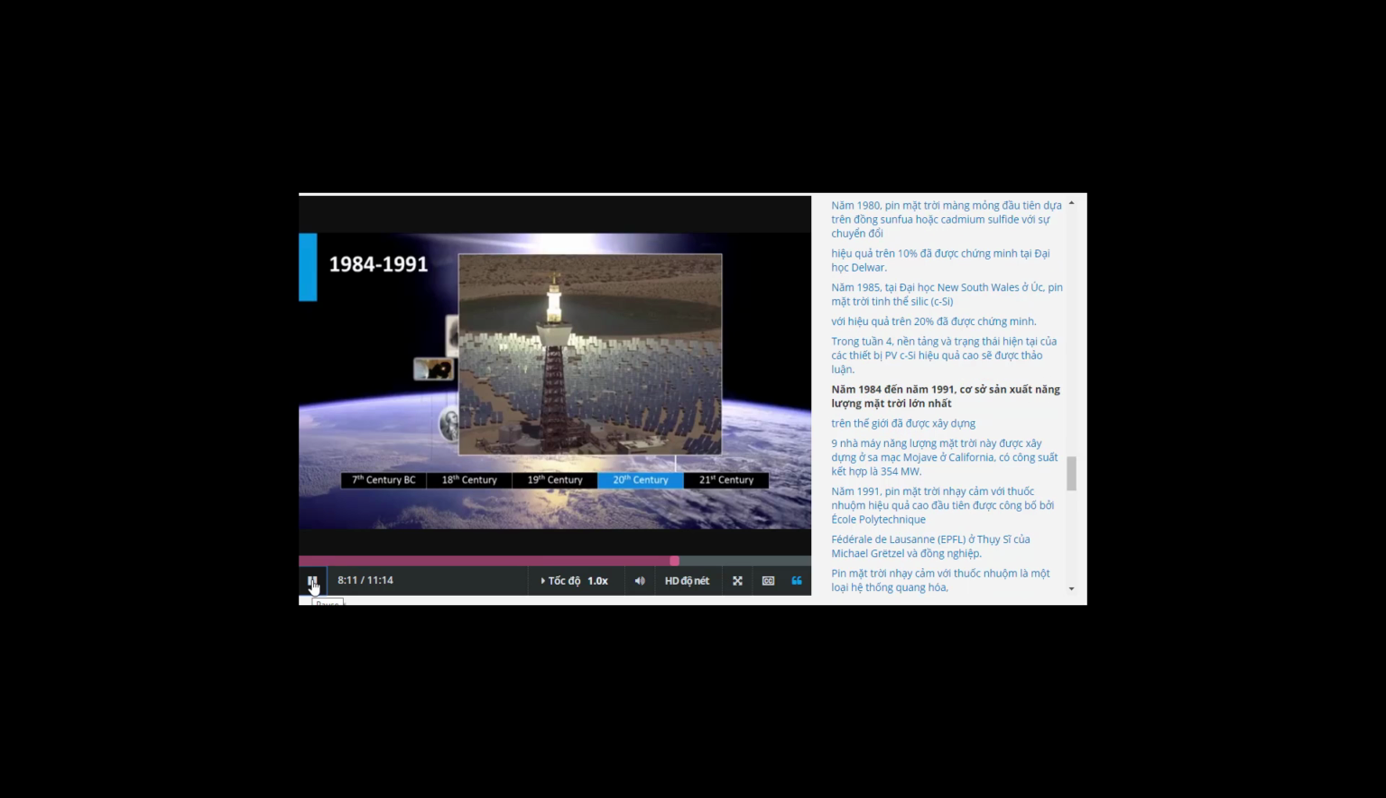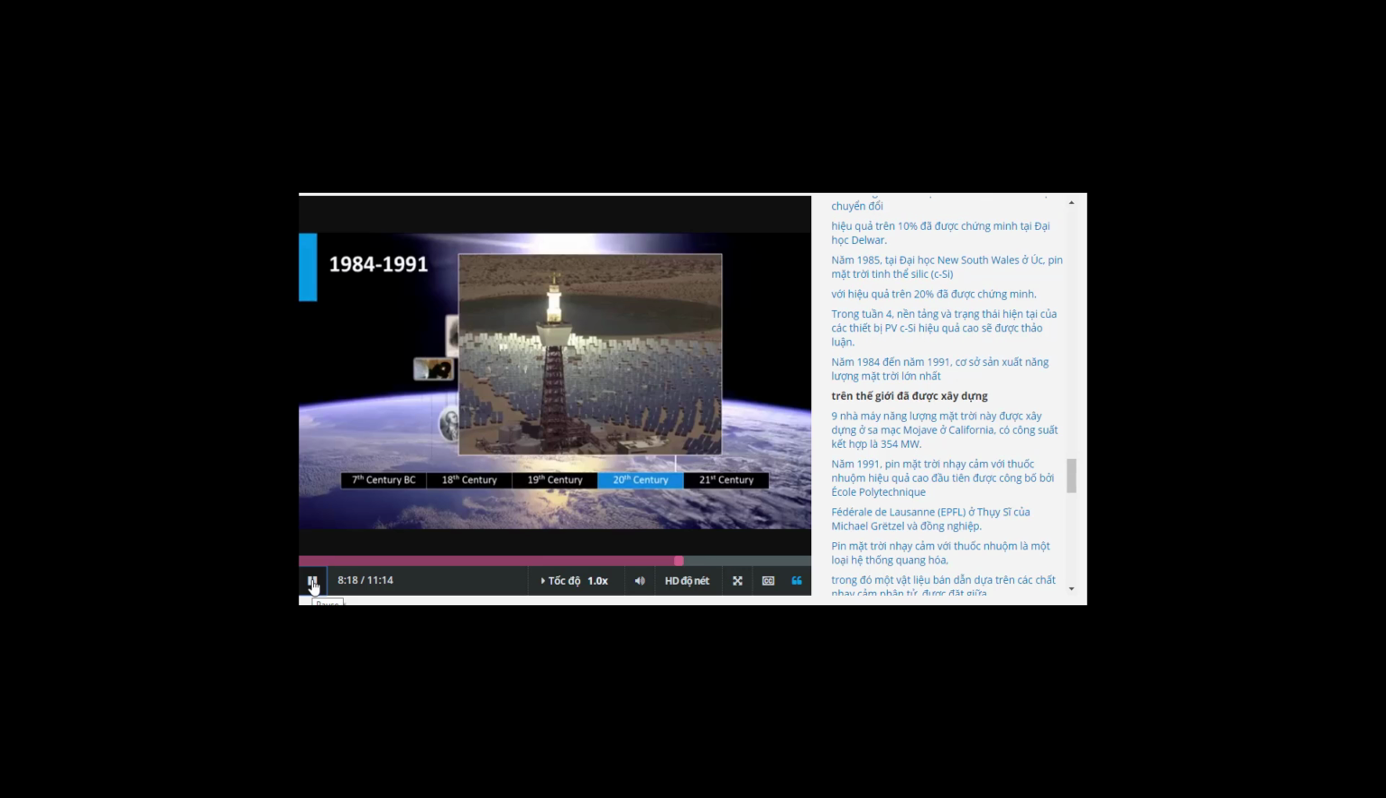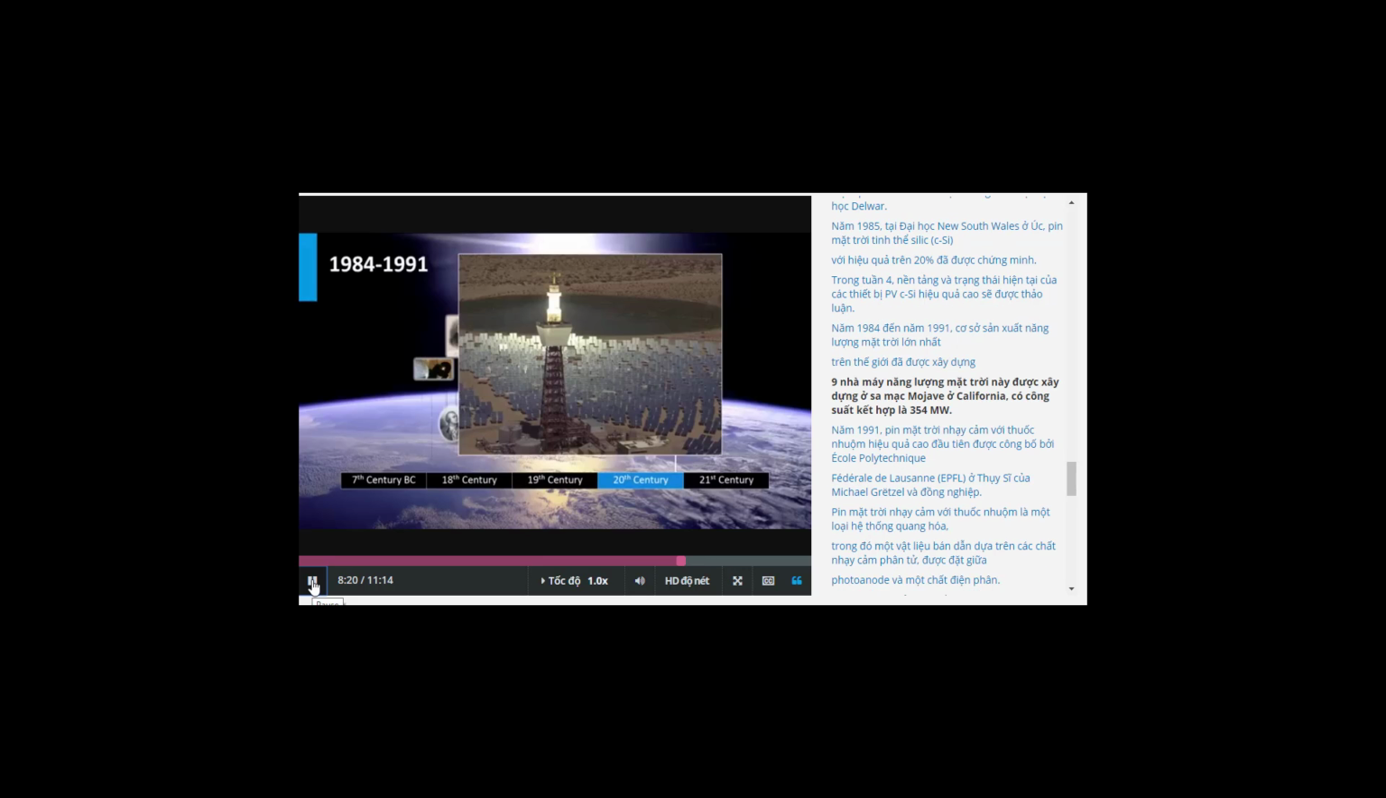From 1984 up to 1991, the largest solar thermal energy generating facility in the world was built. These 9 solar plants built in the Mojave Desert in California have a combined capacity of 354 megawatts.